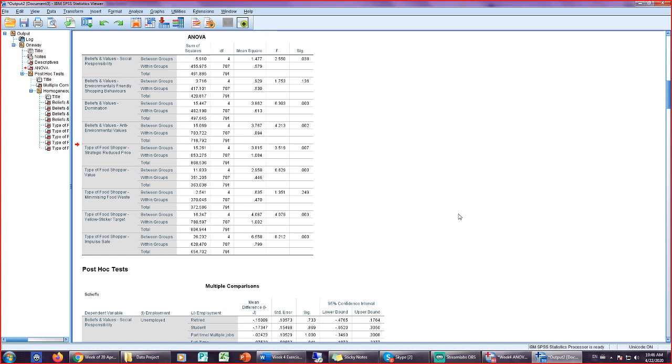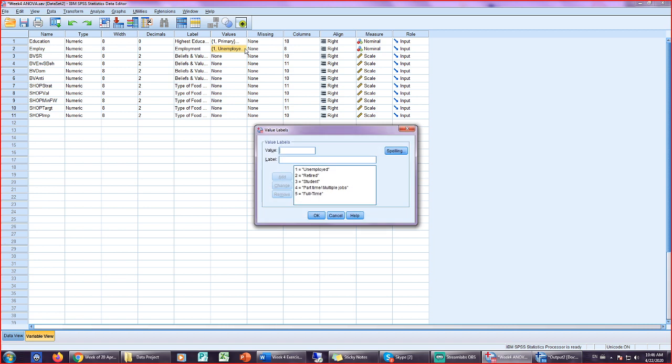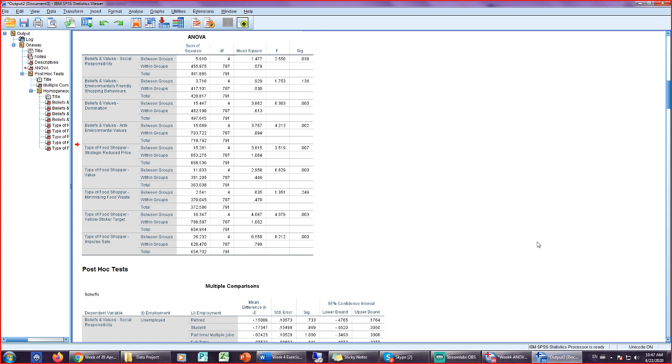That's why we go to the post hoc tests, because with level of employment, as we see in our data, we have 5 different employment statuses: unemployed, retired, student, part-time or people who work multiple jobs, and full-time employment. So we don't want to just leave it at, yes, there are significant differences. We want to try and dig in deeper. But again, we're always trying to reduce chance.